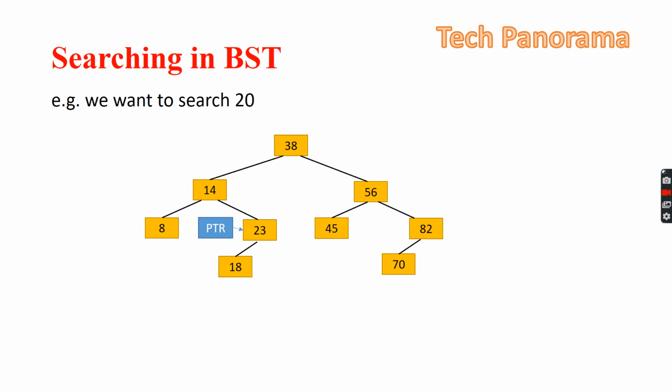Again we will compare 20 with 23. As 20 is less than 23, we move to the left of 23, that is 18. Again we compare 20 with 18. As 20 is greater than 18, but 18's right is a null value, we can say that the search is unsuccessful. When the pointer moves to the null value, our search operation is completed, and we can say that the search is unsuccessful.